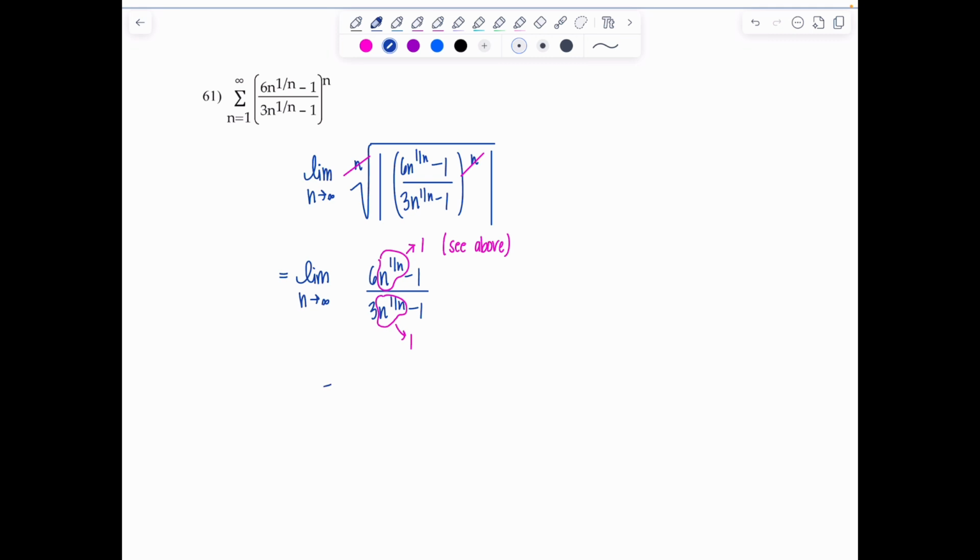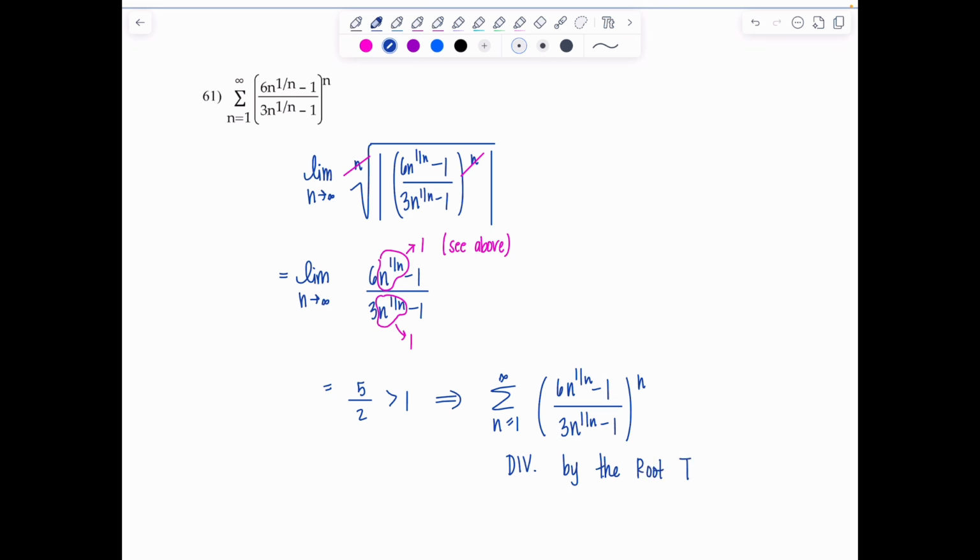Good. So then I can just say this is what? 6 minus 1, so 5, over 3 minus 1, which is 2. 5 halves, that's greater than 1. So then that tells me the sum from n equals 1 to infinity of (6n^(1/n) minus 1 over 3n^(1/n) minus 1) all raised to the n diverges by the root test. Okay, good. Already having that limit worked out made this one really easy.